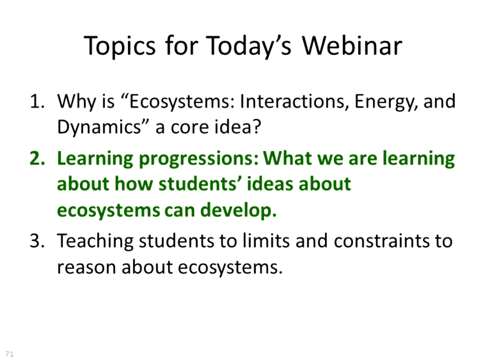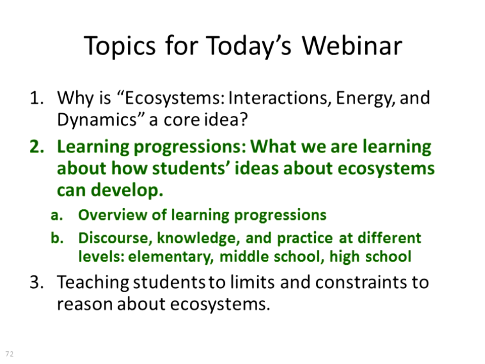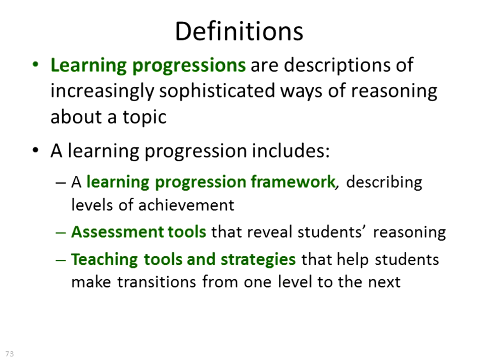Okay, so the next segment has to do with learning progressions and what we're learning about how students' ideas about ecosystems can develop. We've already given you some foreshadowing of that in terms of the kinds of responses that we see from middle and high school students. We'd like to take a minute now to ask what we can learn if we try to be more systematic in thinking about how students can develop an understanding of these complex knowledge and practices that we're talking about. The idea here is the focus on the development of students' ideas, and the kind of research that we do in doing that is learning progressions research. And a learning progression typically includes three parts.